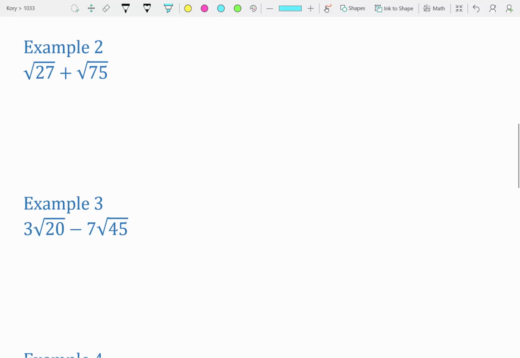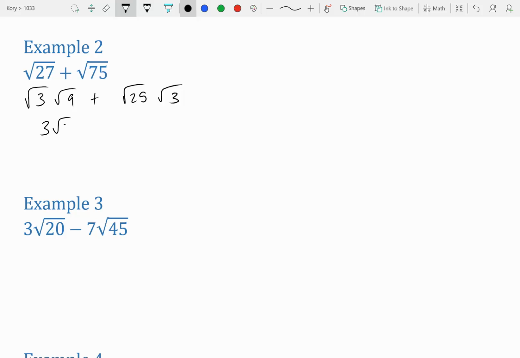Alright, example 2. It doesn't seem like we can add these, but try to simplify and then add. Always simplify, then add. So for 27, we can break that down into 3 and 9. And for 75, we can break that down into 25 and 3. So we take the perfect squares out where we can.